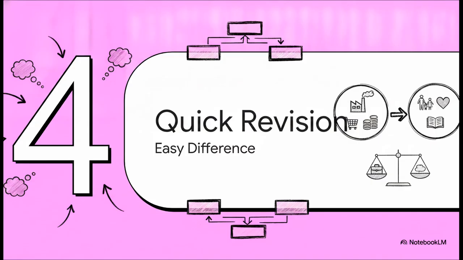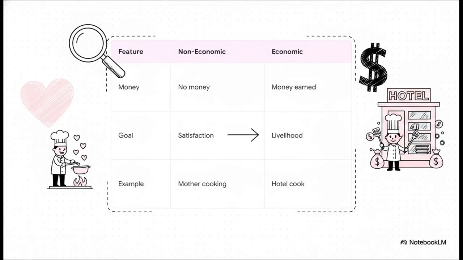We've covered some fantastic ground here today. Let's do a quick review and put it all together to see these concepts side by side. To make this crystal clear before we wrap up, let's look at the ultimate goal. A non-economic activity is entirely about personal satisfaction, whereas an economic activity is all about earning a livelihood. If we jump down to the outcome, it's a striking binary: no money earned versus money earned. And finally, that perfect comparative example to anchor it all in reality: a mother cooking food for love versus a hotel cook doing it for a paycheck. If you can visualize that matrix in your head, you have absolutely mastered the baseline of human activities.